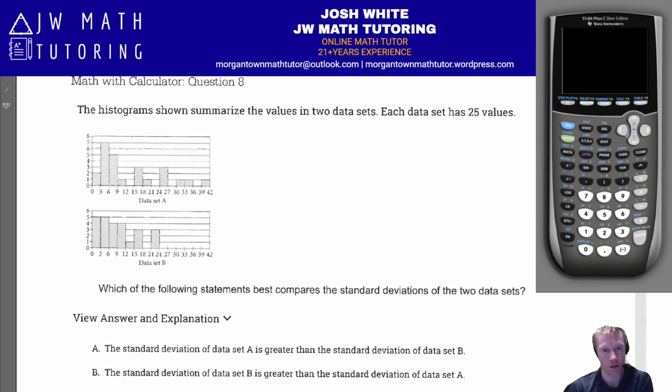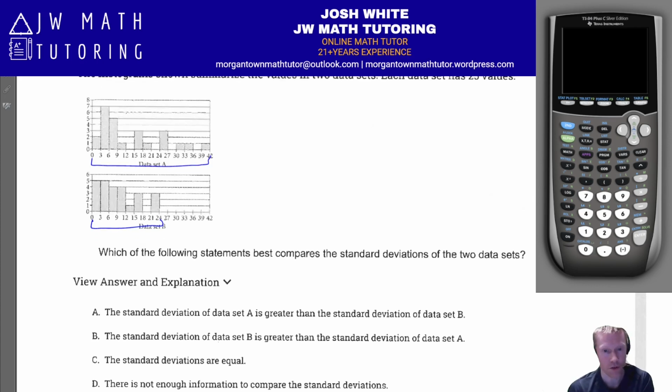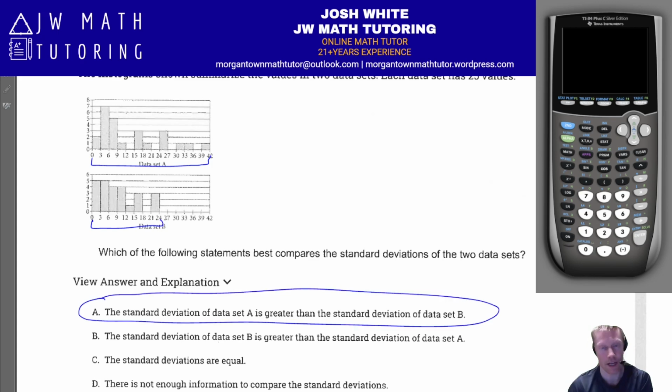So in this instance, we can see that in dataset A, the values are much more spread out compared to dataset B. So the standard deviation for A is going to be much, much greater than it is for B. Because notice in B, they're all between, say, 0 and 24. But in A, they go from 0 all the way up to something between 39 and 42. So therefore, the correct answer for this one is going to be letter A. The standard deviation for A is greater than that for B.